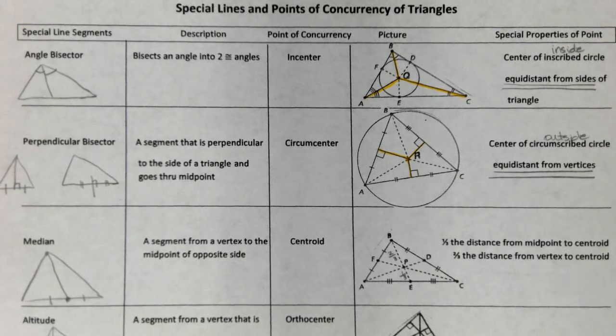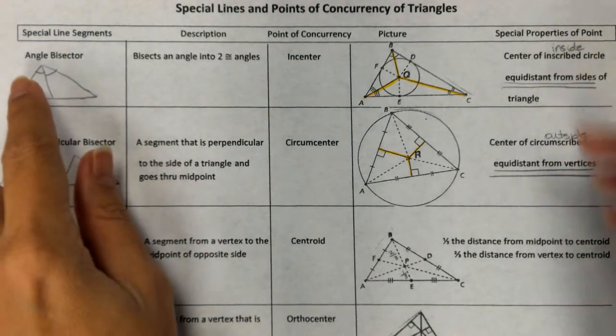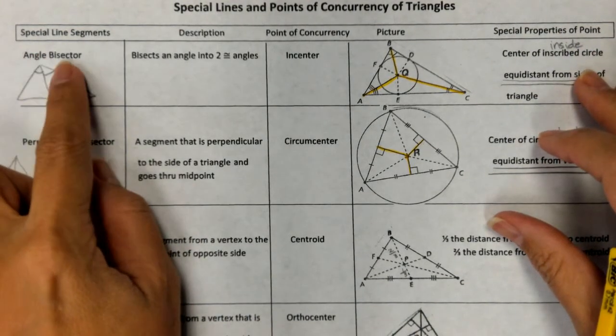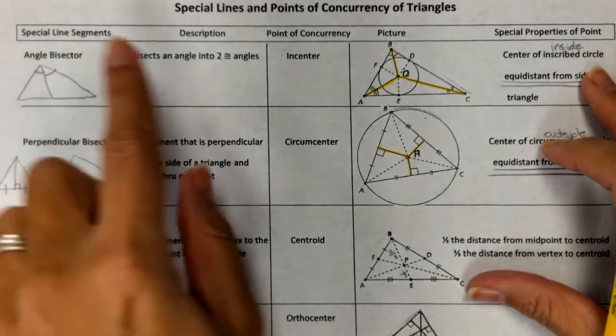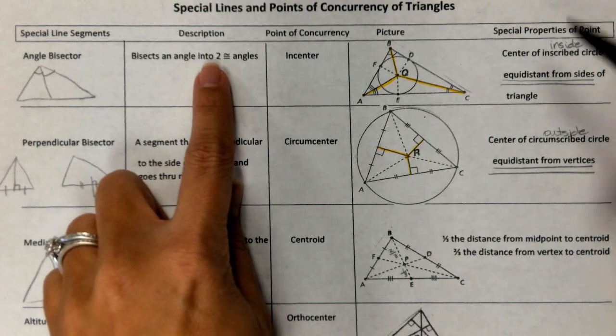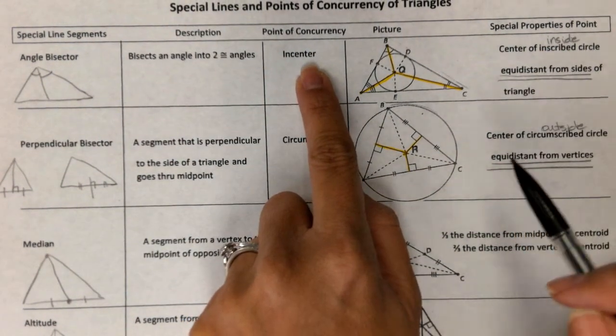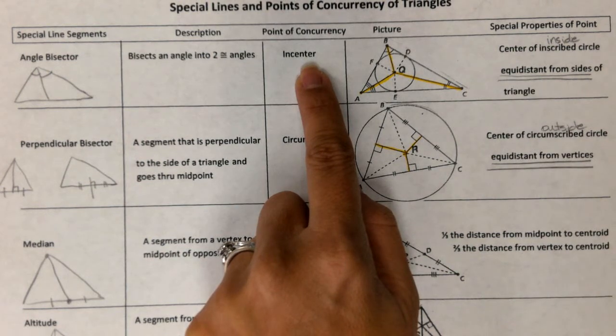So today we're talking about special line segments and their points of concurrency of a triangle. The first special line segment that we're going to talk about is the angle bisector. And guys, it does just what it says. It's going to bisect an angle. When we bisect an angle, we cut it into two congruent angles. Now, its point of concurrency is called the incenter.